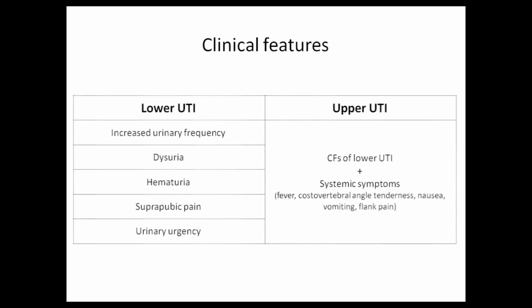In the lower urinary tract, we have clinical features like increased urinary frequency, dysuria or painful micturition, hematuria, suprapubic pain, and urinary urgency. In upper UTI, the patient will have the symptoms of lower UTI as well as some systemic symptoms like fever, costovertebral angle tenderness on physical examination, nausea, vomiting, as well as flank pain. It's not necessary that the patient will have all of these features at the same time. There can be relapse, and some symptoms appear in the beginning and later on the other symptoms can appear.